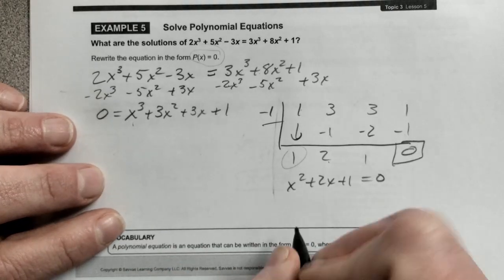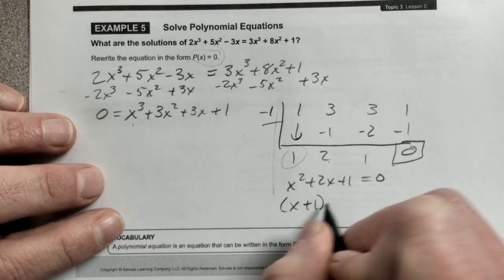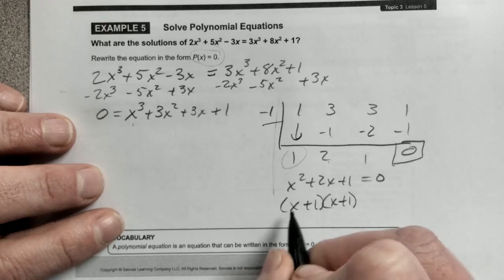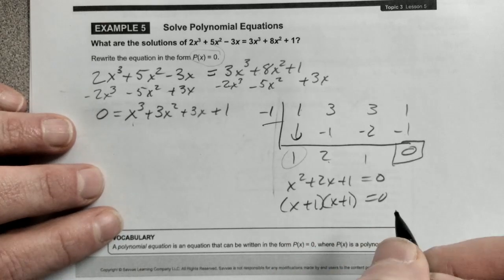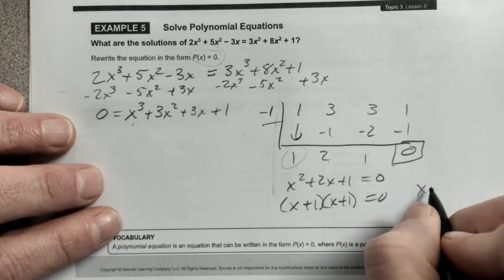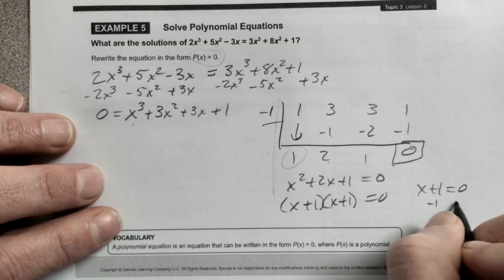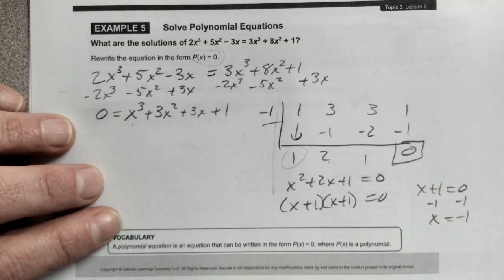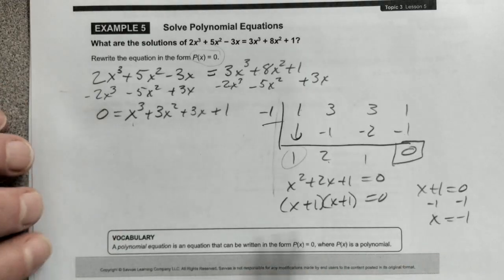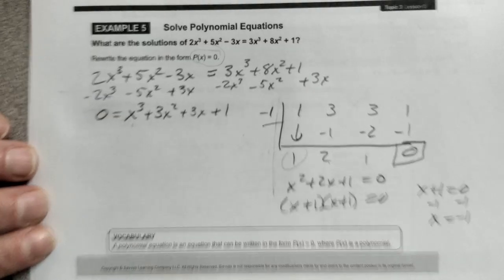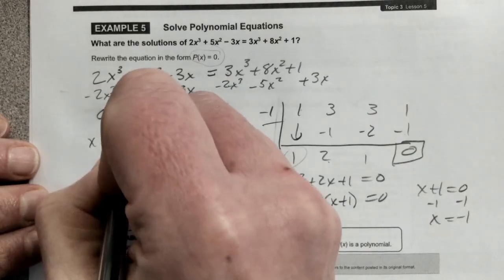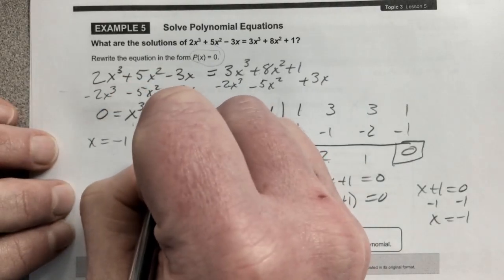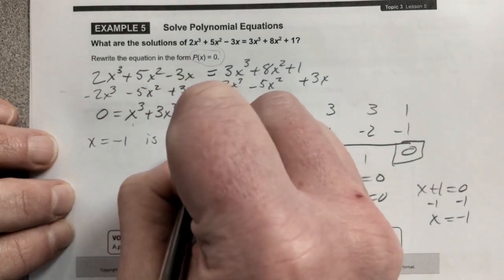I can factor that. X plus 1 times x plus 1 will give me a 2x in the middle. Set each one of these equal to 0 and solve. So x plus 1 equal to 0 is negative 1. All of this is to say x equals negative 1 is the solution.